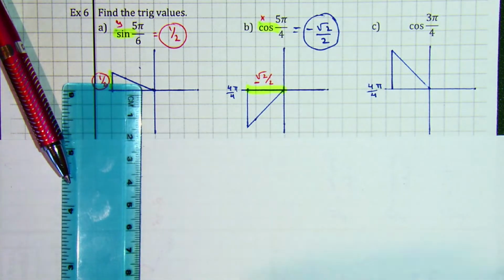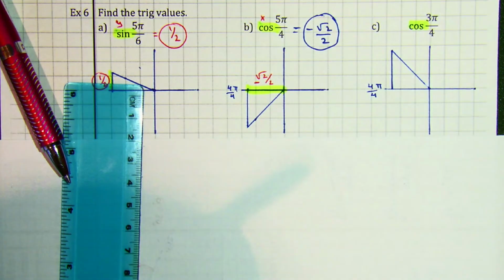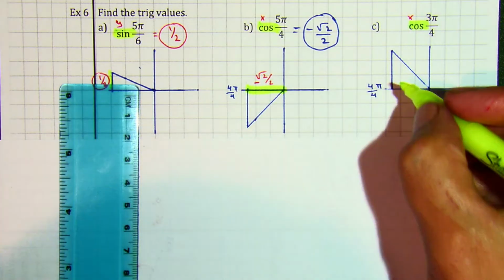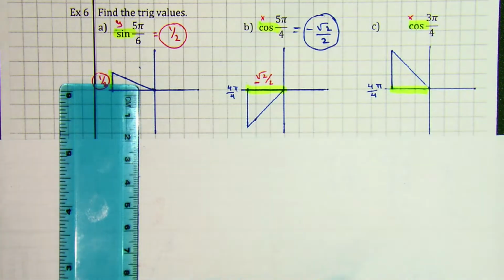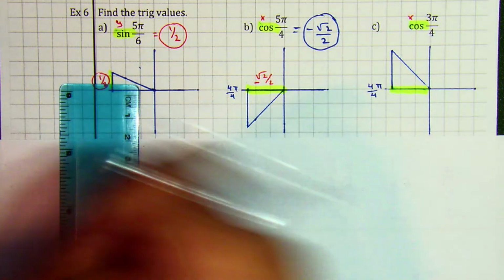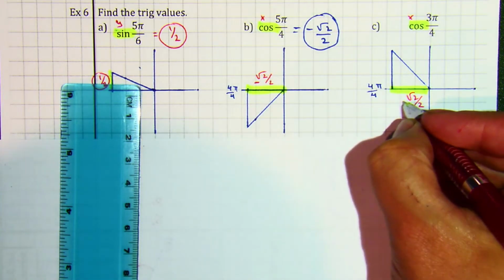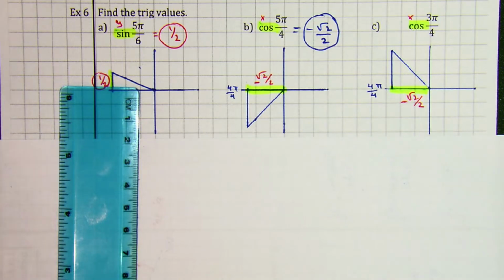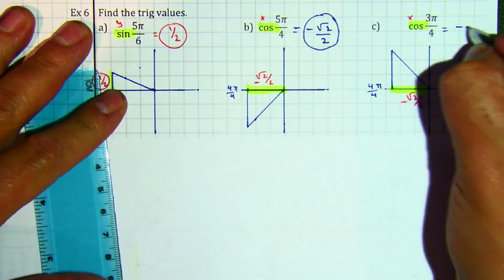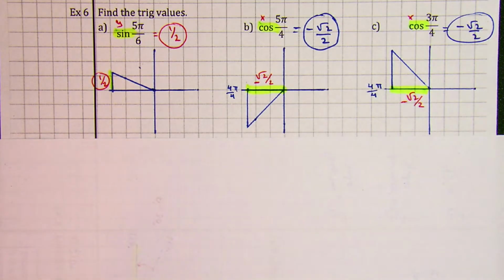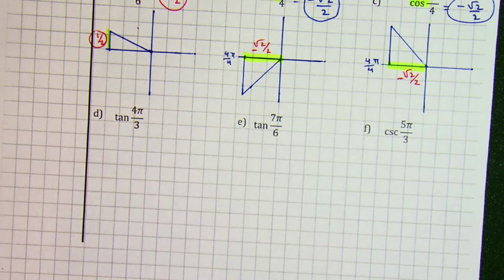And cosine is my x value. And my x value is located here, which is square root of 2 over 2. But because I went to the left, it will be negative. So therefore, this is negative square root of 2 over 2. Easy as that. D, E, and F.